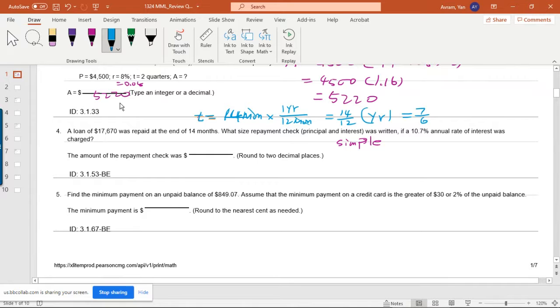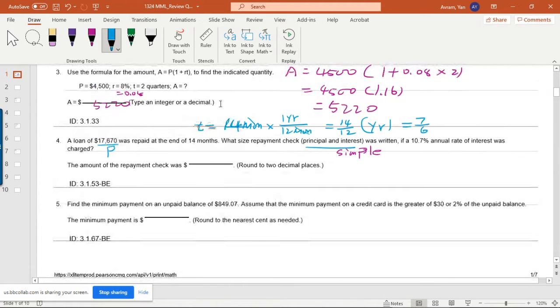And if this is a loan, that means this principal was repaid at the end of the 14 months. How much do you have to write? That means including the principal and the interest. We're going to use the formula we had earlier. This is the repayment. We have A is equal to P times 1 plus RT. This is for the simple interest. All right, so we have P as 17670. 1 plus R, R is this much, so we're going to convert it into a decimal point.